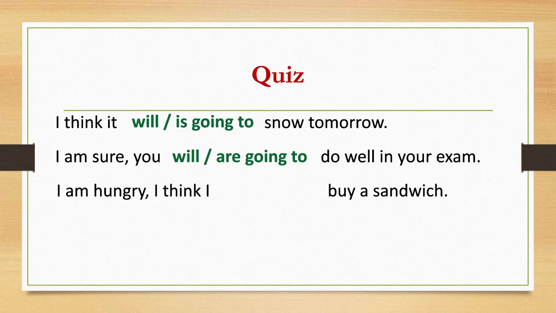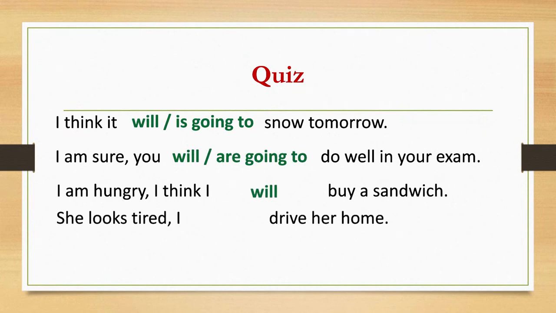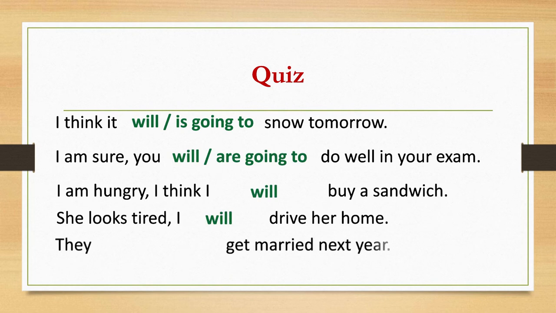I'm hungry. I think I buy a sandwich. So I'm just feeling hungry. I just took the decision to buy a sandwich. So will. I will buy a sandwich. She looks tired. I drive her home. We just noticed that she looks tired and we just made the decision to drive this person home. So we use in this case will. She looks tired. I will drive her home.